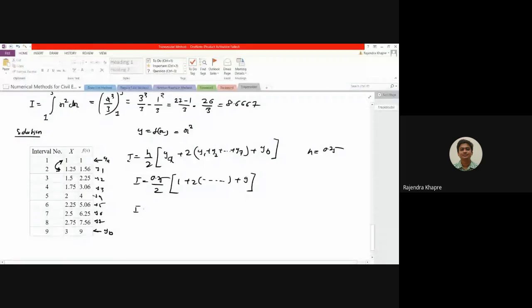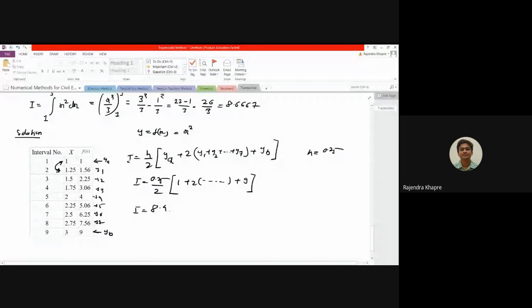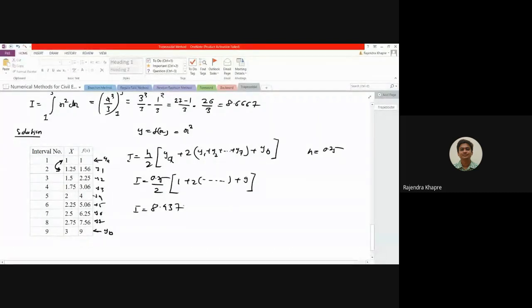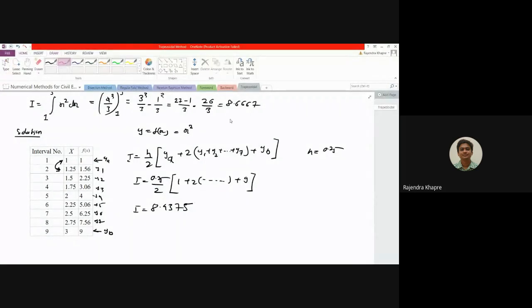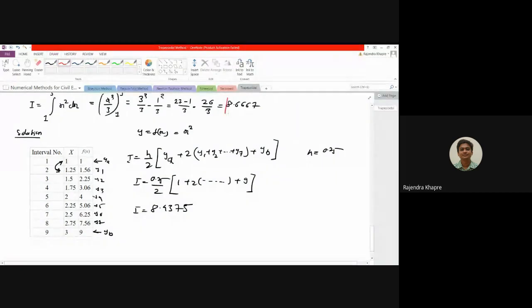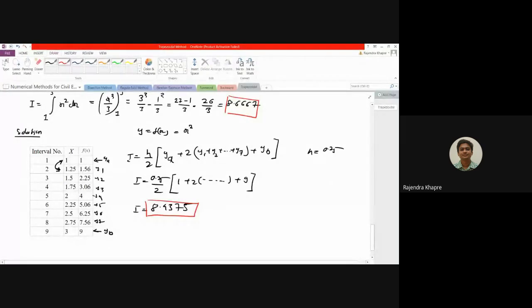How much are you getting? 8.437. What is after 7? 8.4375. Okay, so you see the actual answer, and you see the answer which we have got after taking 8 intervals. Still you can see there is a significant amount of improvement which is required even after taking 8 intervals.